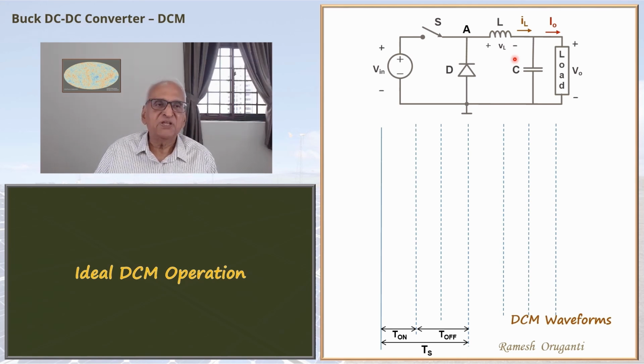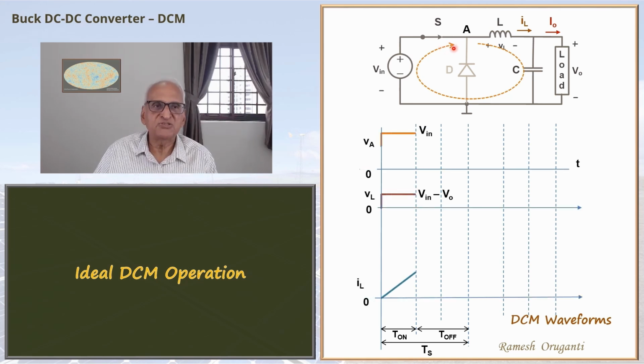So at the start of the period, we switch on the switch. The current starts to flow through the inductor. VA during the T on interval is Vin. This side of the inductance is connected to A. This side of the inductance is connected to V0. So the voltage VL will be Vin minus V0, and this voltage is applied across the inductor. Since VL equals L dIL by dt, the slope dIL by dt will be VL by L.